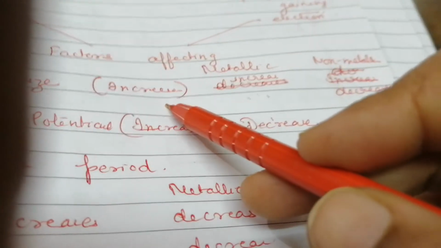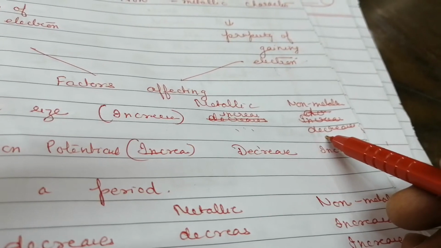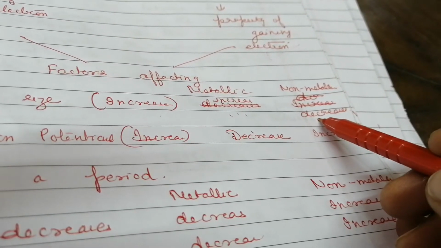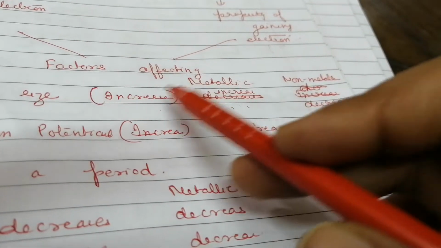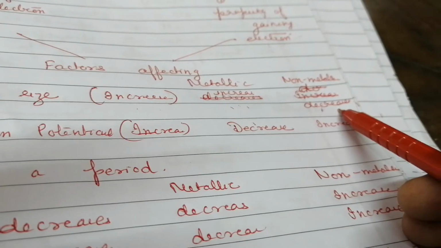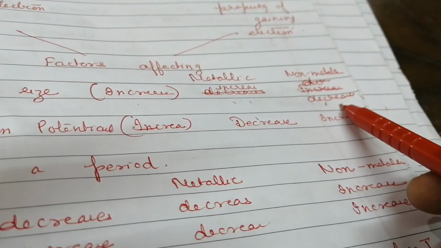And if the atomic size is increasing, what happens to the non-metallic character? It is going to decrease. There is less tendency of gaining the electron. So if the atomic size decreases, then the non-metallic character will increase. But with an increase in the atomic size, the non-metallic character is going to decrease.